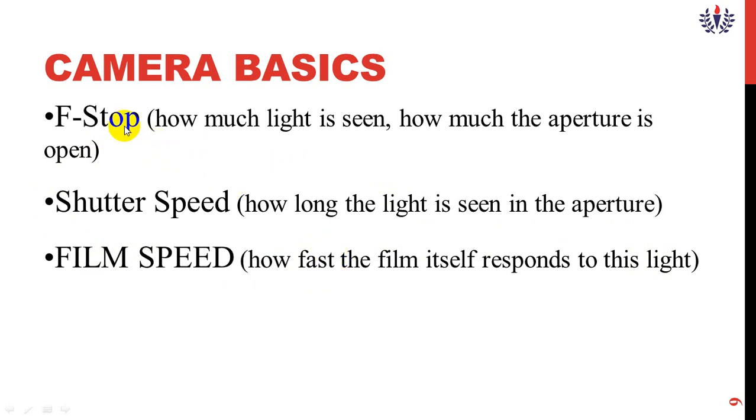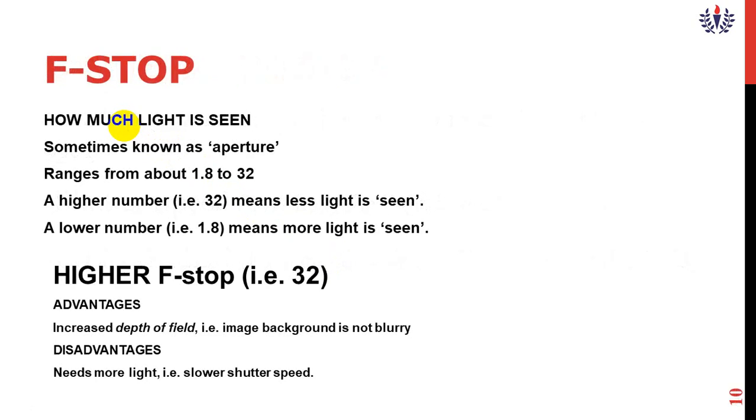When you come to f stop, there are two types: one is lower f stop, another one is higher f stop. You see here, the f stop normally ranges from 1.8 to 32. The higher number is 32, which means less light you can see. The lower number is 1.8, which means more light you can see. So 32 stands for higher f stop, and 1.8 stands for lower f stop.